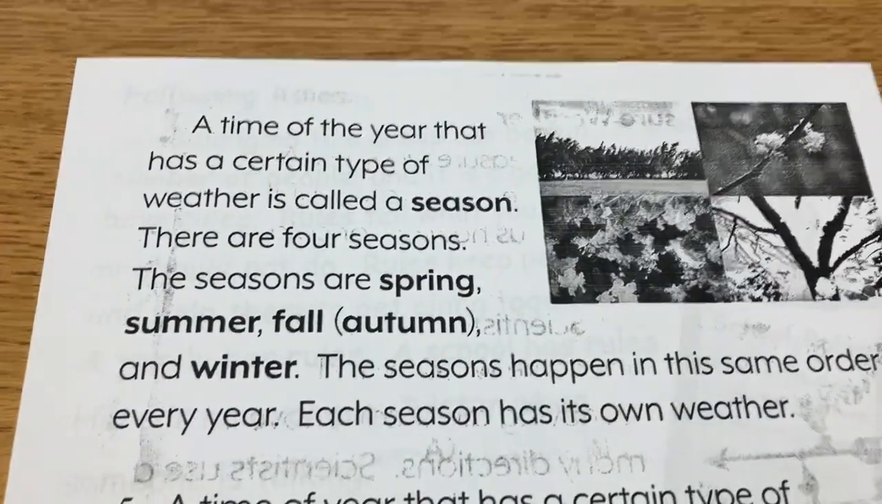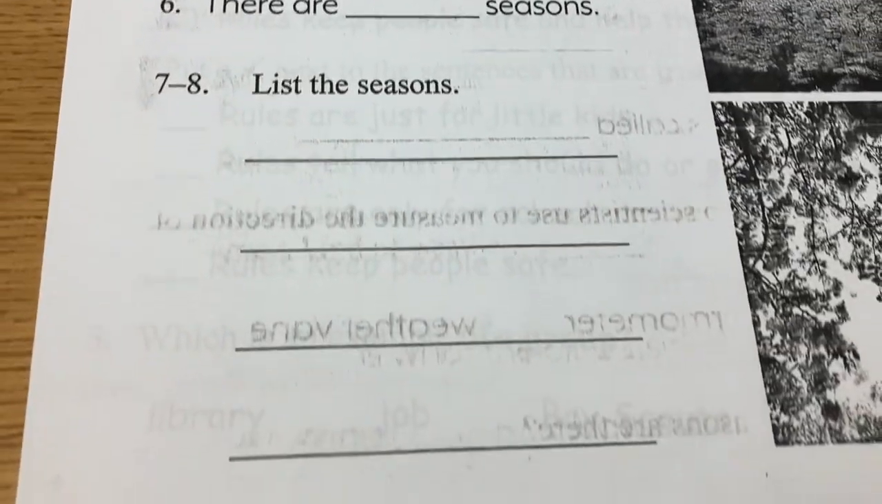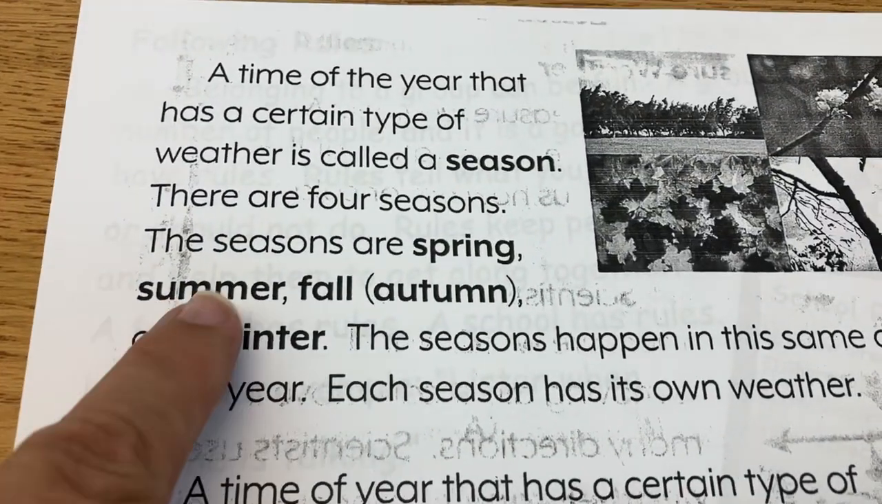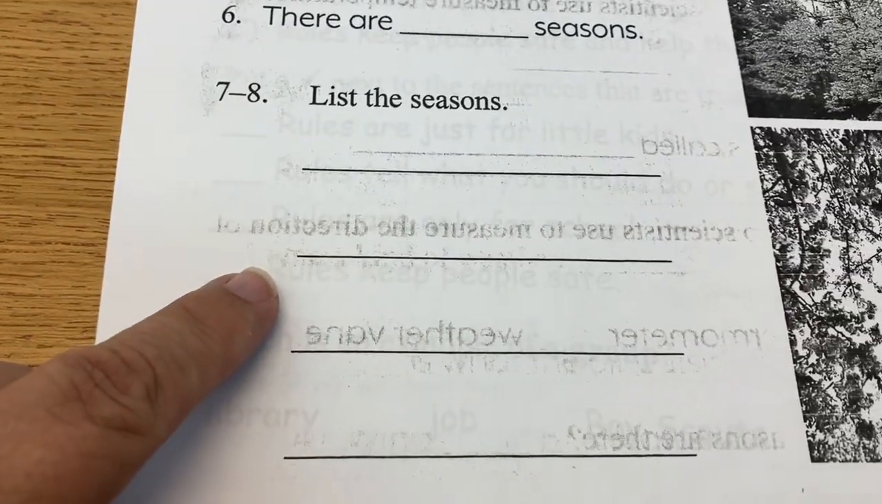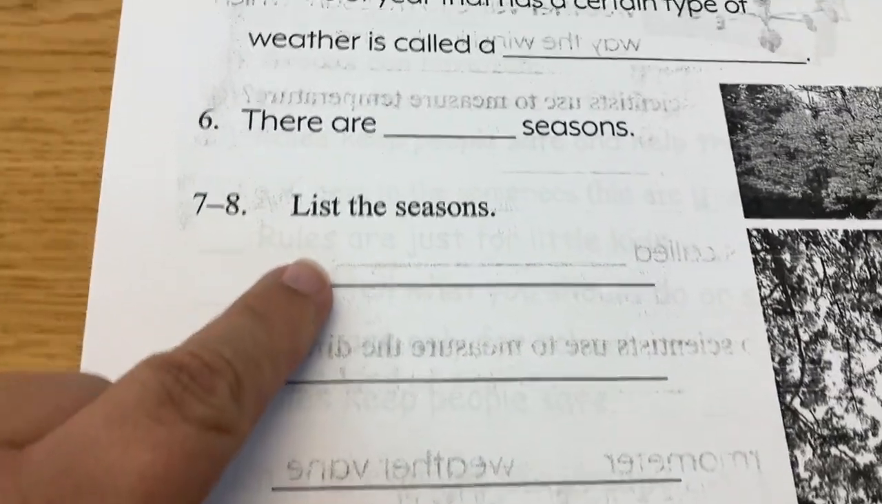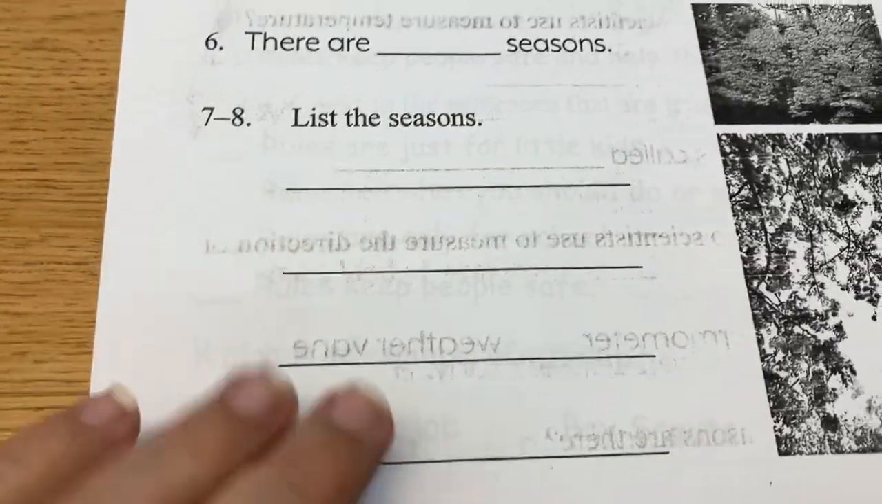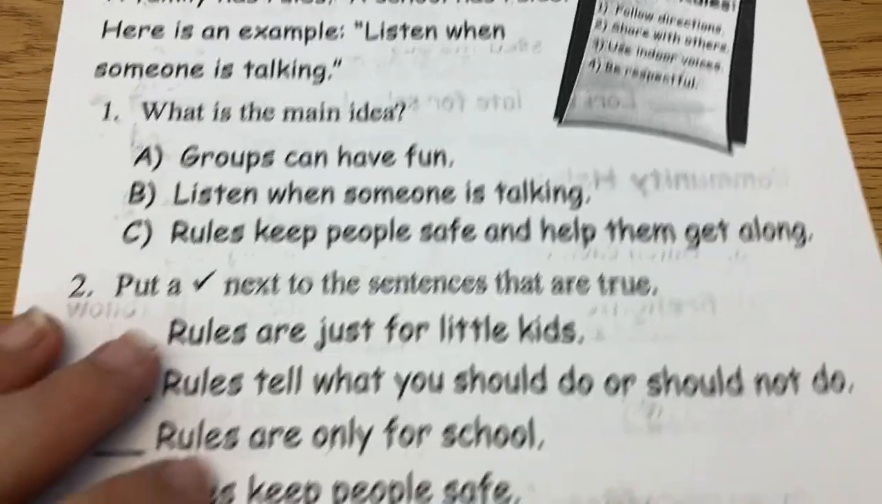The next page is also a science reading passage, so you're going to read that and you're going to answer these questions. Now you'll notice on 7 through 8, it says to list the seasons. If you come back up here, you'll notice these bold words. Those are going to be your answers down here. Make sure that you spell them correctly. So look back up here and then write it back down here. Don't just try to spell it how you think it sounds, because you've got the answers up there.